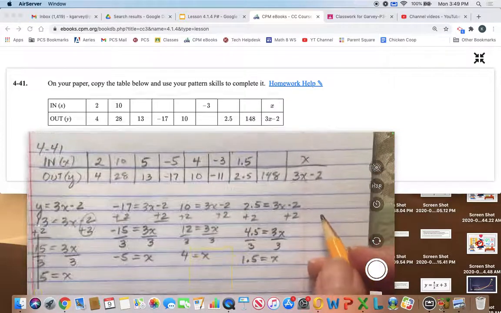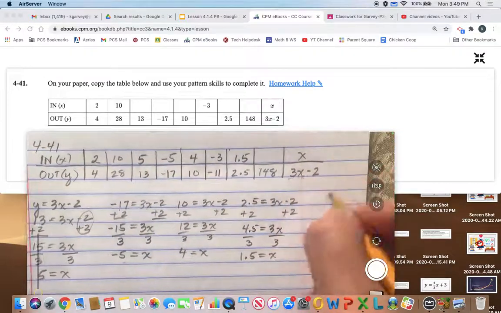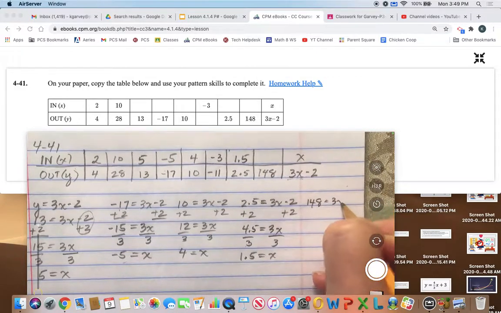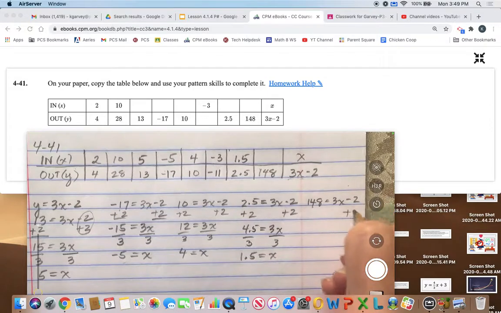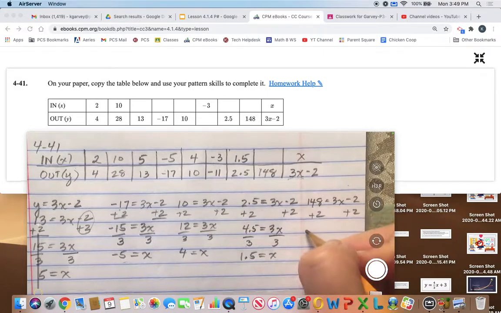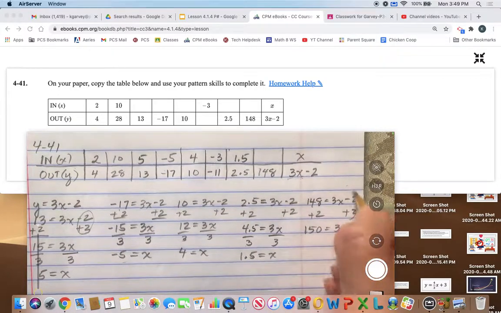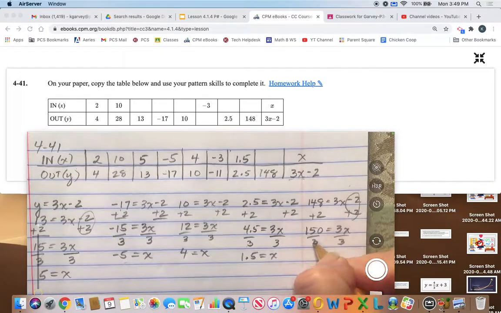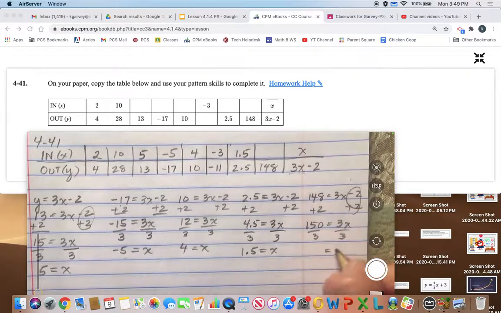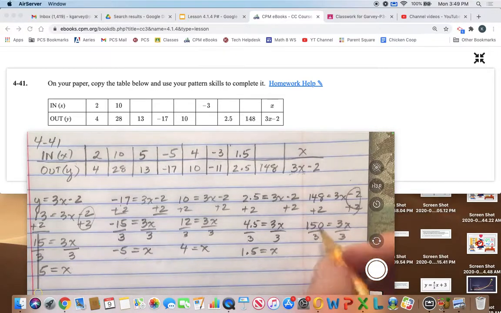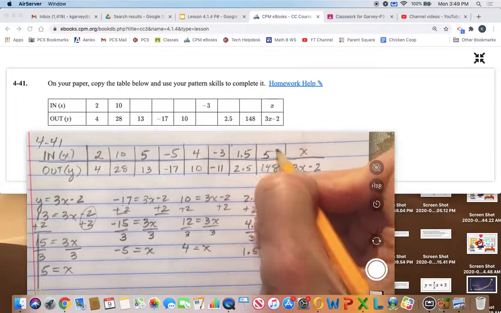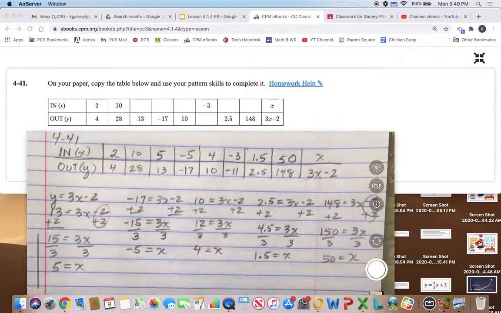All right, and our last value in here for y is 148. 148 is equal to 3x minus 2. So we add the 2 back to both sides. I get 150 on this side, and we have 3x left on this side because that zeroed out. And then divide by 3, and we have x on this side, and 150 divided by 3 is 50. So that we can enter into our table. Okay, so now we've completed the table.